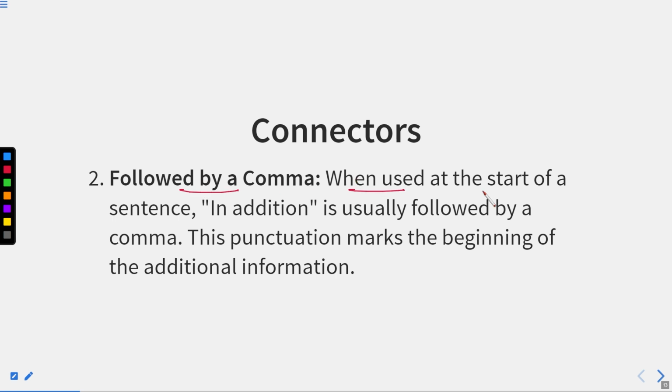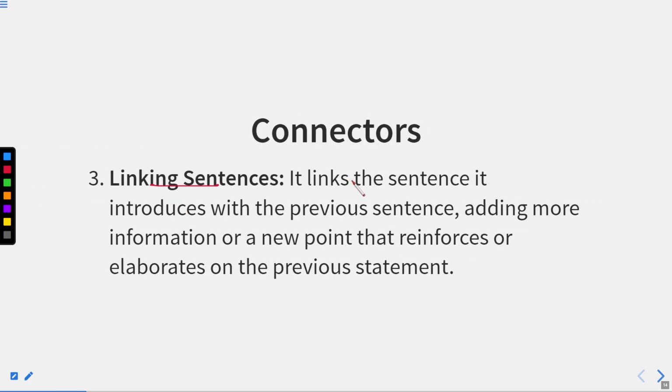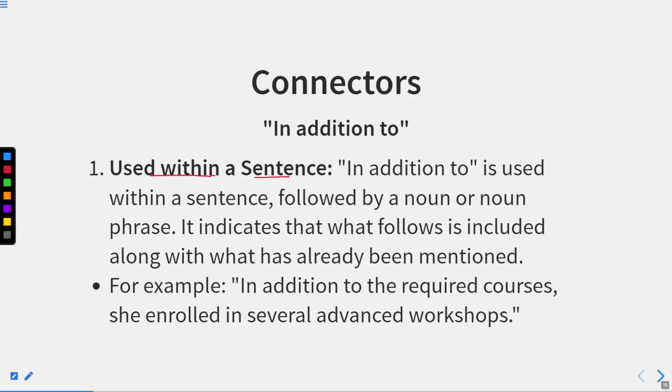Followed by a comma when used at the start of the sentence, "in addition" is usually followed by a comma. This punctuation marks the beginning of the additional information. Linking sentences: it links the sentence it introduces with the previous sentence, adding more information or a new point that reinforces or elaborates on the previous statement. Used within a sentence: "in addition to" is followed by a noun or noun phrase. It indicates that what follows is included along with what has already been mentioned.